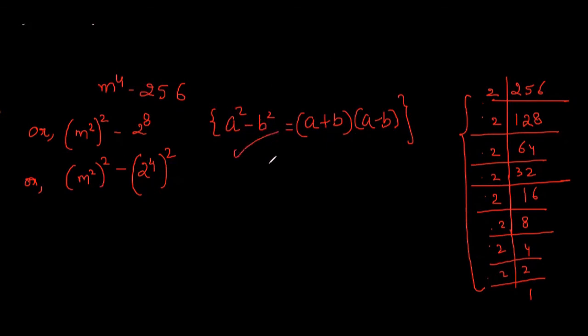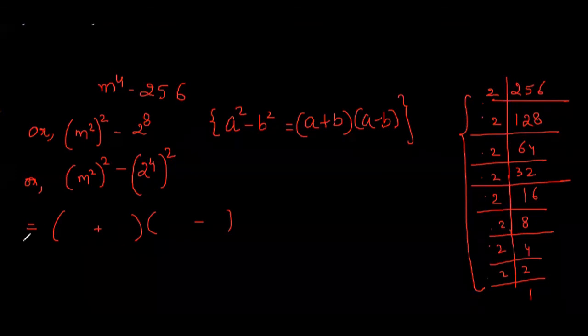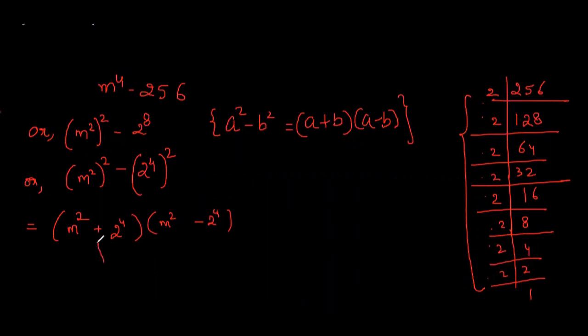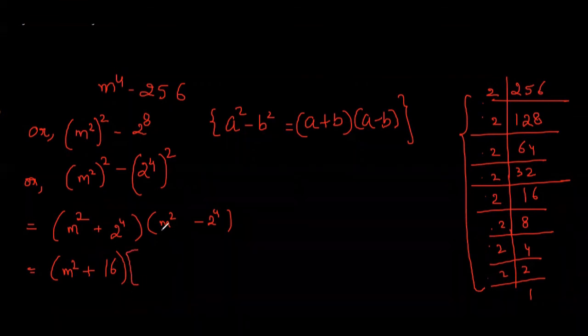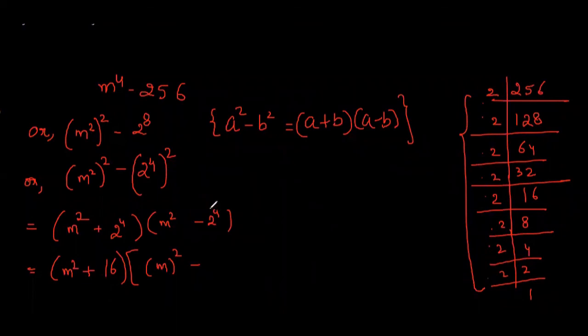Now the question is according to this identity, a square minus b square, that would be a plus b, a minus b. What is a in my question? m square here, 2 power 4. This thing has plus in between, so it can't be solved further. So this bracket will be like this. 2 power 4 is 16. This bracket has a minus. So again, this identity will be used. Just be careful. m square minus, how can I write 2 power 4?